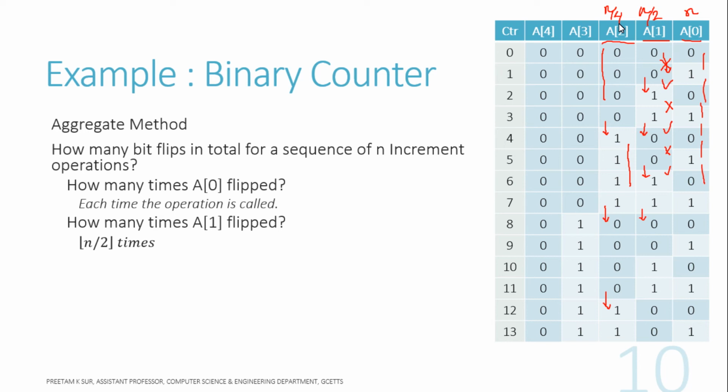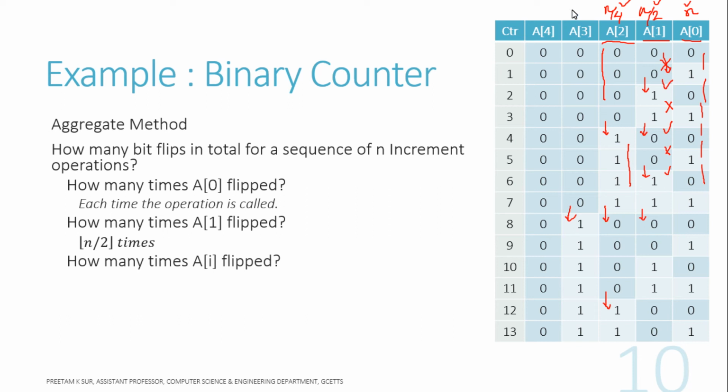So if we generalize it, what will we find? How many times can the Ai bit be flipped? Here we will have n, here n by 2, here n by 4. Now if you take the third bit, we will have 8 calls, and in every 8th call it is flipped.